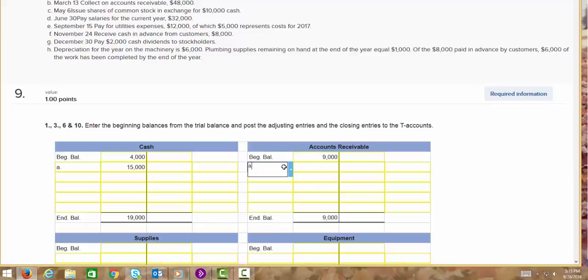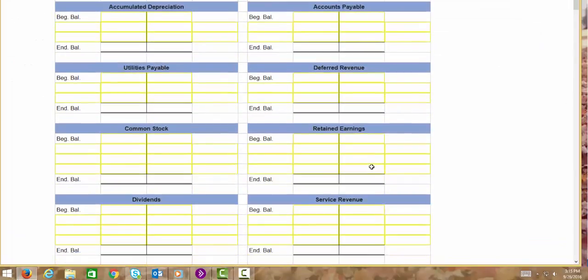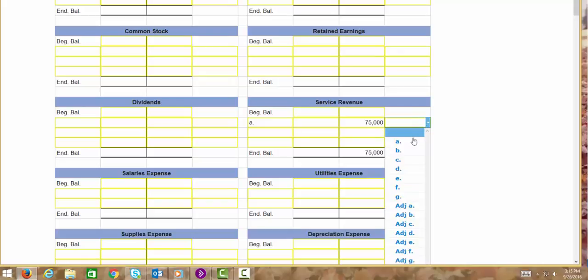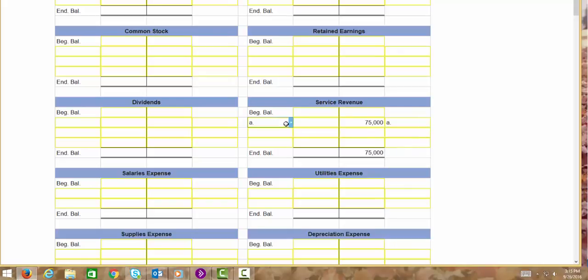We had entry A here for 9,000 on account there, so it had a 60,000 added to it. And then we had a credit on entry A to revenue of the total. So scroll down to the bottom and find your service revenue account where we recorded the total of those two debits. So I believe this A goes on that side and we don't need anything here.